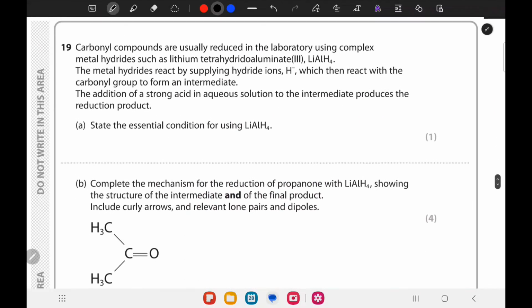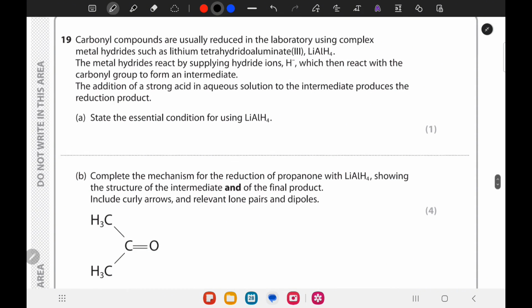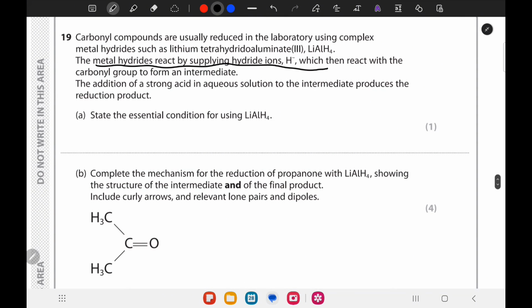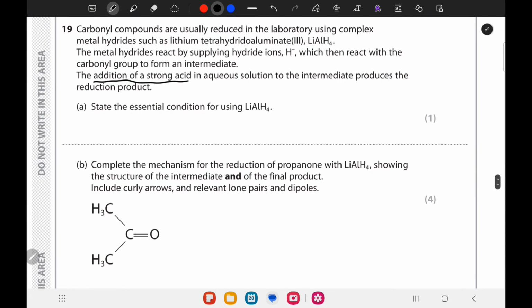Now moving to question 19, we have a statement about carbonyl compounds. We are told that carbonyl compounds are usually reduced using complex metal hydrides such as LiAlH4, and the metal hydrides are reacting by supplying H minus ions, which then react with the carbonyl group to form an intermediate, and that the addition of a strong acid in aqueous solution to the intermediate produces a reduction.